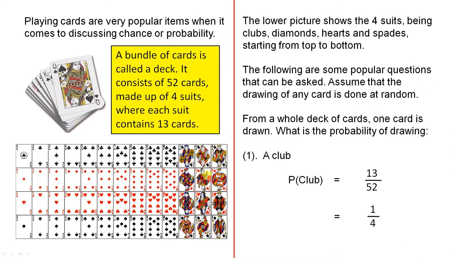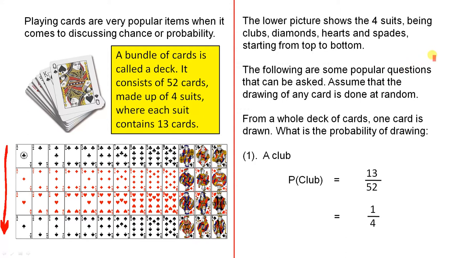So here we have a full deck, and here we have one row. They are called the clubs. That's one suit. The next row are the diamonds, which is another suit, followed by the hearts, followed by the spades. So the lower picture shows the 4 suits being clubs, diamonds, hearts and spades, starting from top to bottom.